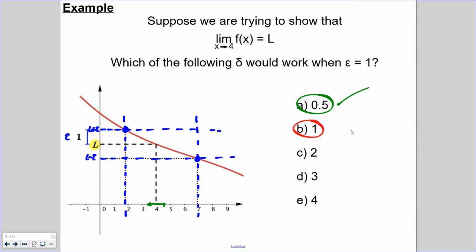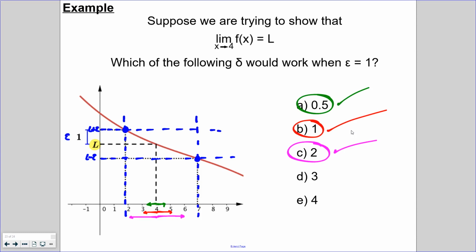Next up, let's make delta equal to 1. If we go 1 up from our A value and 1 down from our A value, that still puts us right in between those fences. So that one is good. Next up, let's check 2. From my A value, if I go up 2 to 6 and down 2 to 4, I'm still well within the fence area. So 2 would work as a delta value.